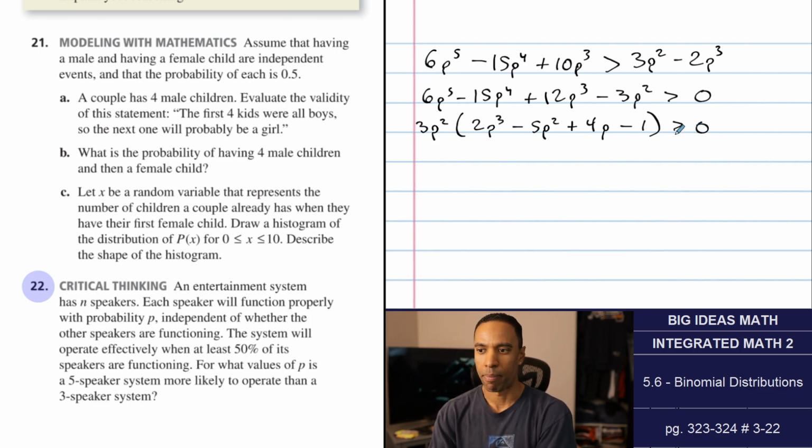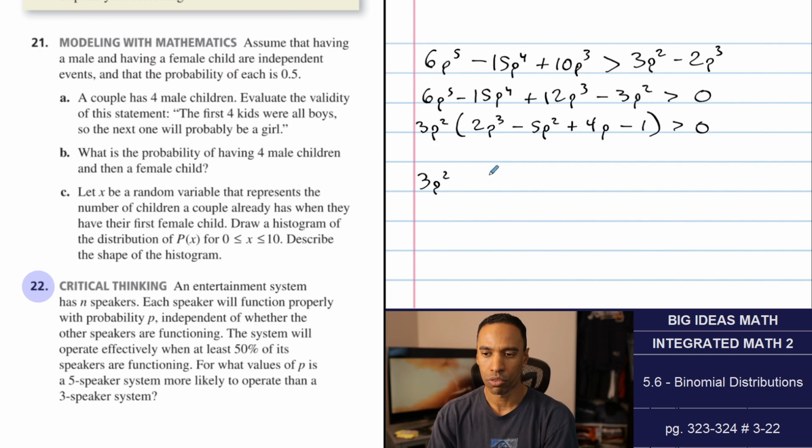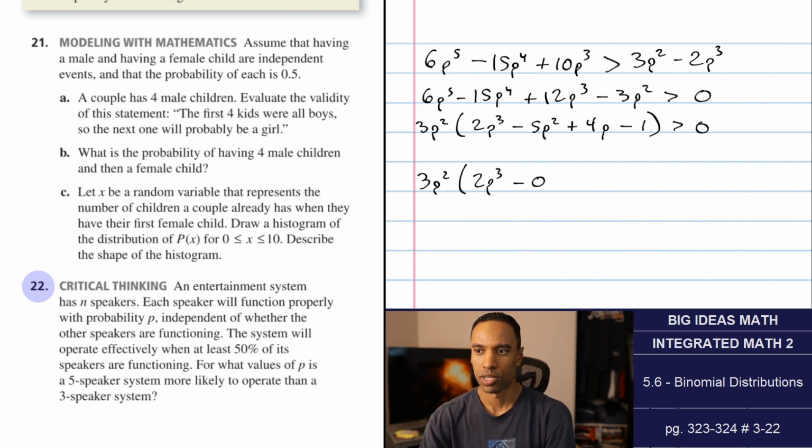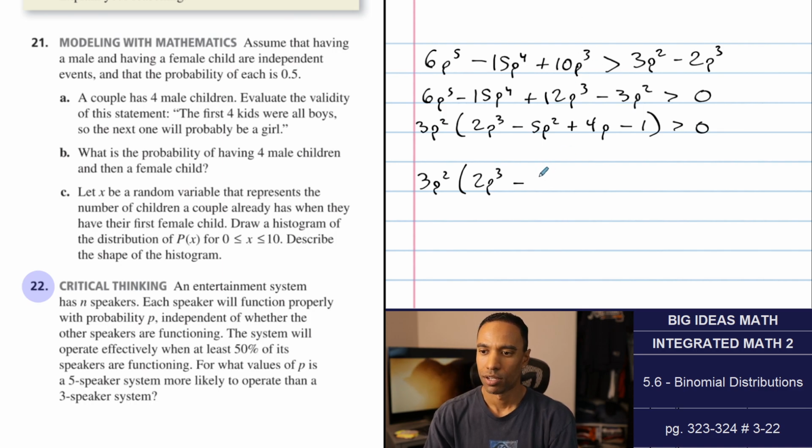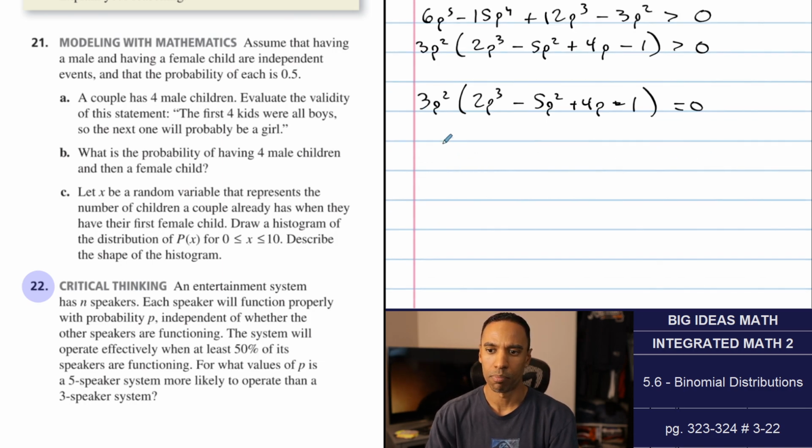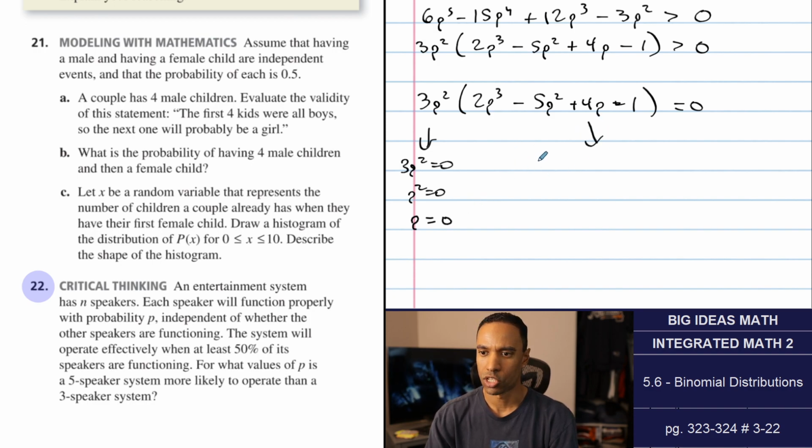What we do is we set a boundary thing where we set it equal to 0. So 3P squared times 2P cubed minus 5P squared plus 4P minus 1 equal to 0. So for boundary points, either 3P squared equals 0, so P squared equals 0, P equals 0. Or, this is the one I want to look at, 2P cubed minus 5P squared plus 4P minus 1 equals 0.